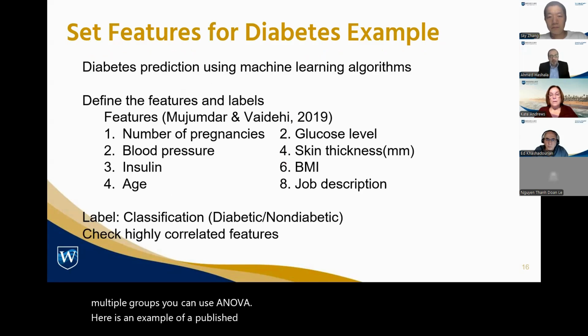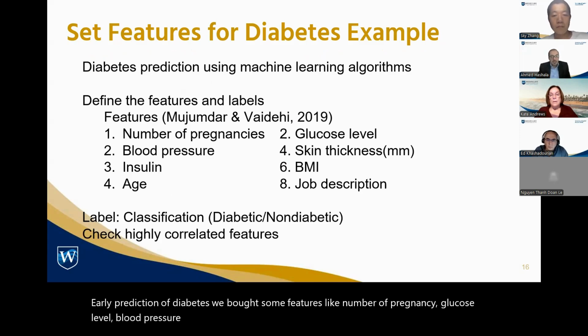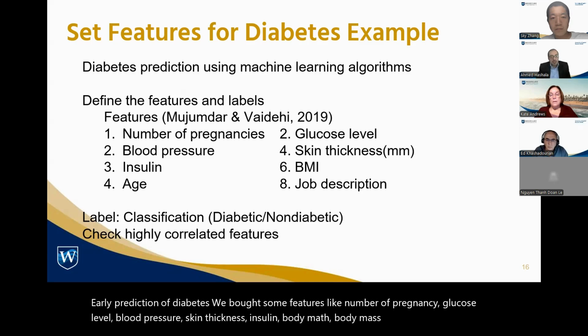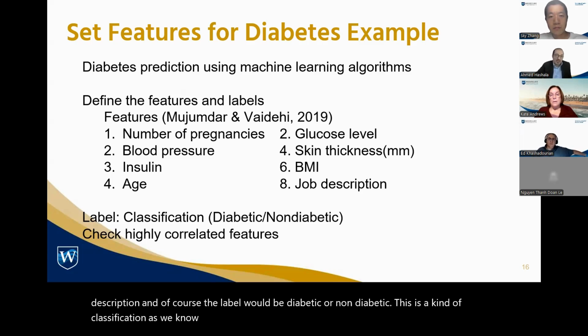They built a model to make early prediction of diabetes. They put some features like number of pregnancies, glucose level, blood pressure, skin thickness, insulin, body mass index, age, and job description. And of course, the label will be diabetic or non-diabetic. This is a kind of classification, as we know, it's supervised machine learning.